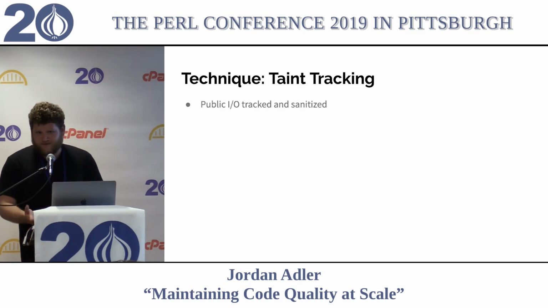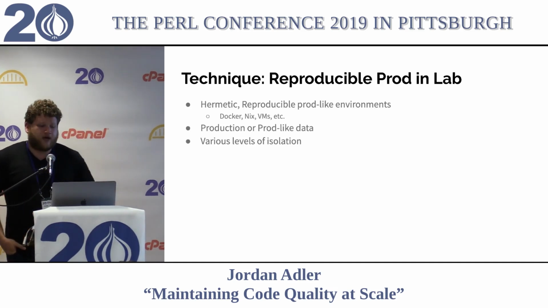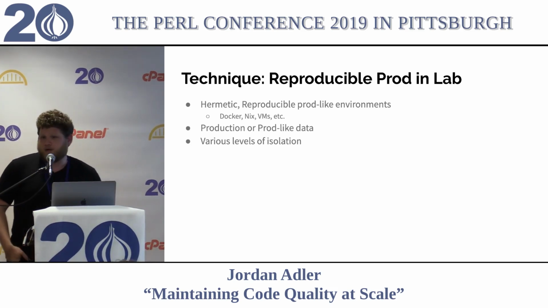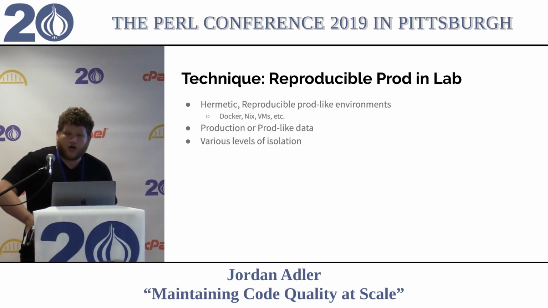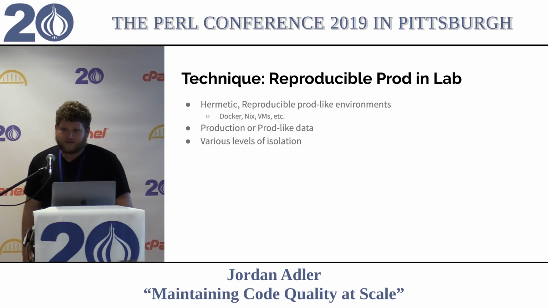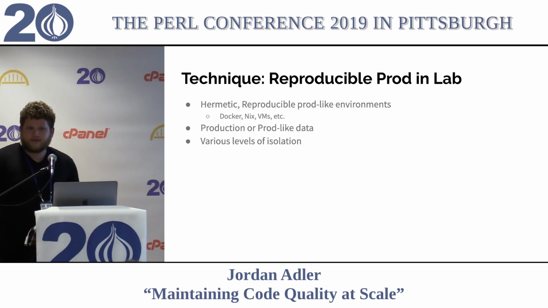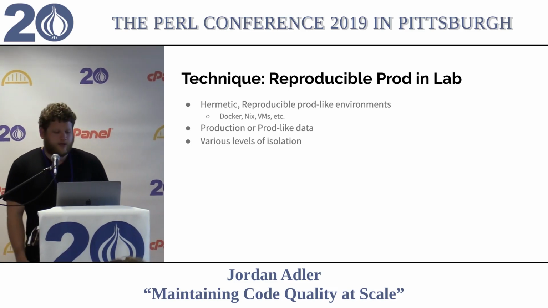Taint tracking is another one. This is a feature inside of Perl itself. Other languages don't have that close, but essentially making sure you understand what user input is, tracking it, sanitizing it correctly is a technique that enables higher quality software. Reproducible production in lab environments, so having a hermetic reproducible production-like environment, say with Docker containers, and having people be able to quickly get a little mini version running in their dev environment is important. I've seen cases where compile time is on the order of days. That has a negative impact on quality and velocity.